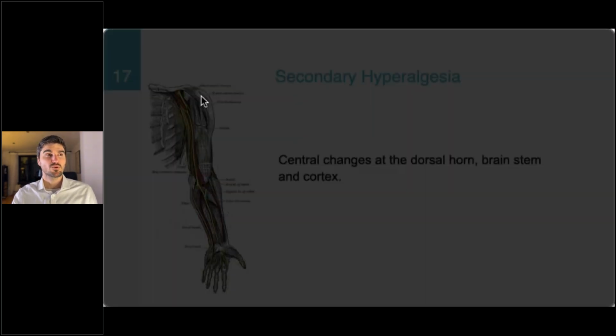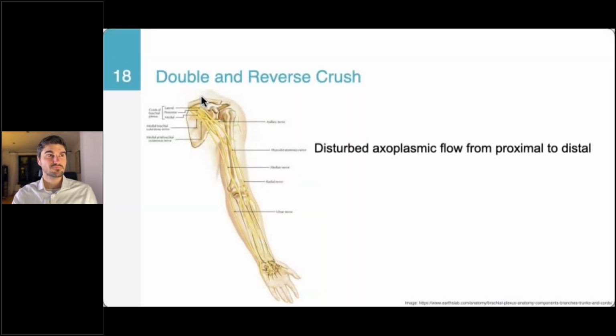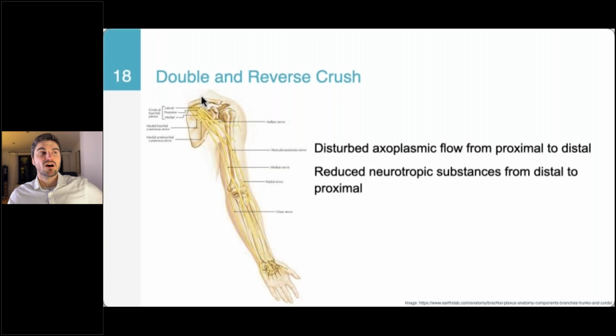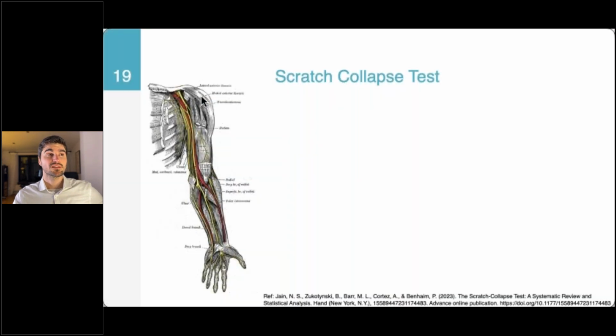So secondary hyperalgesia, we talked about this. Let me skip through. I've been talking way too much, far ahead of myself. So again, because of this double crush theory, the idea is that axoplasmic flow is reduced, so the actual cell, the neuron, can't stay healthy. Because it's not healthy, it starts to suffer at different places more easily.